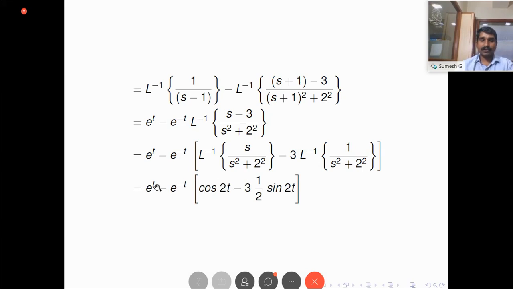Answer is e raised to t, e raised to minus t into inverse of s by s square plus 2 square is cos 2t. Inverse of 1 by s square plus 2 square is 1 by 2 sin 2t. The final answer. Now we move on to next problem.